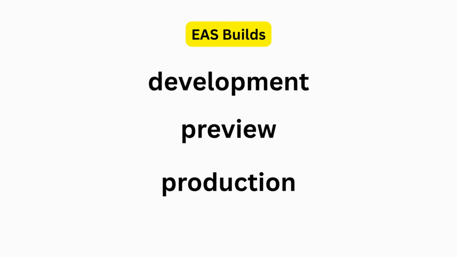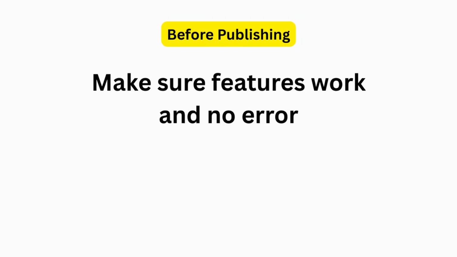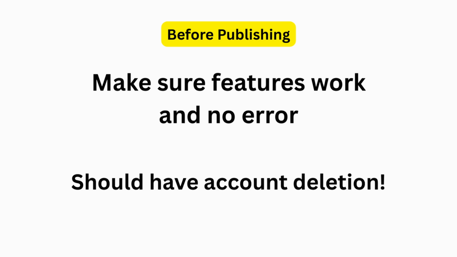If you want to publish the app to the App Store or Play Store, it is done using the third one, which is the production build. I recommend using this video to help you with this step. And before publishing your app to the App Store, make sure that your app has proper features and doesn't crash or have any errors. And if your app has account creation or allows you to sign in or sign up, then your app has to have a feature that allows account deletion. This is part of the guidelines.